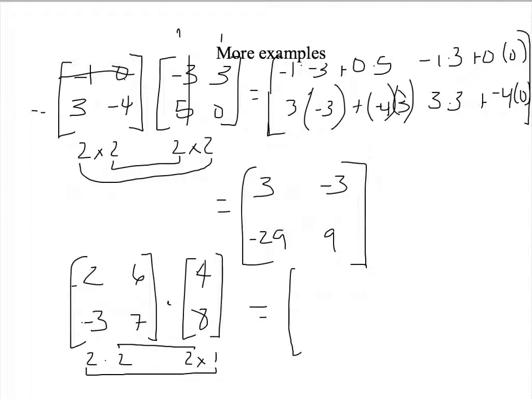So, first row, first column. 2 times 4 is 8. 6 times 8 is 48. 8 plus 48 is 56. Second row, first column. -3 times 4 is -12. 7 times 8 is 56. 56 plus -12 is 44. And there is my answer matrix. And look, it's a 2 by 1.